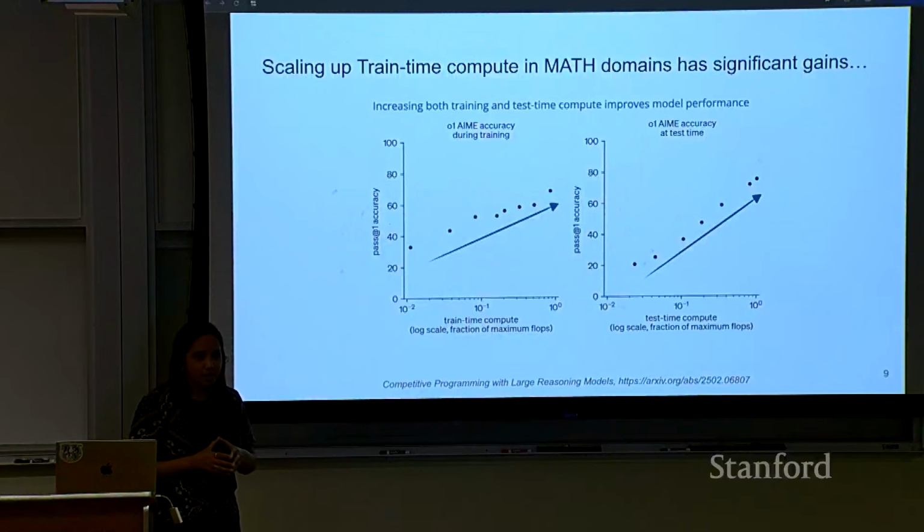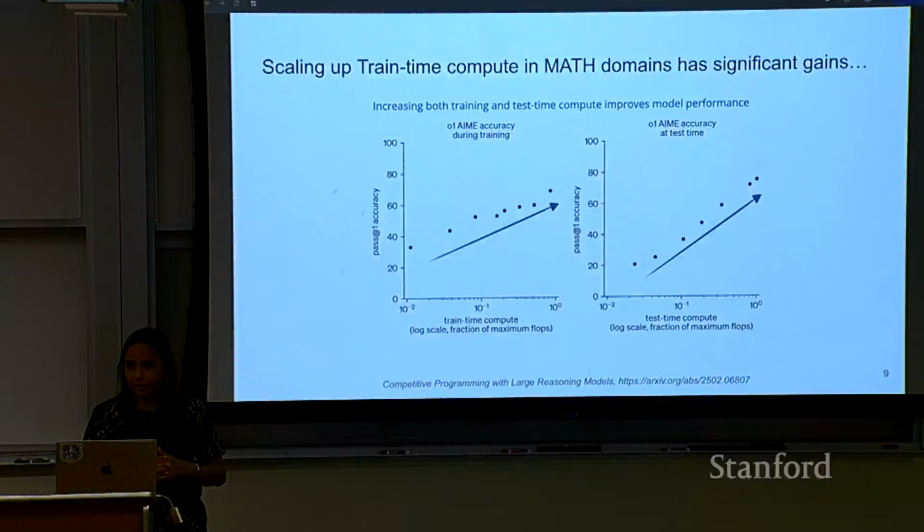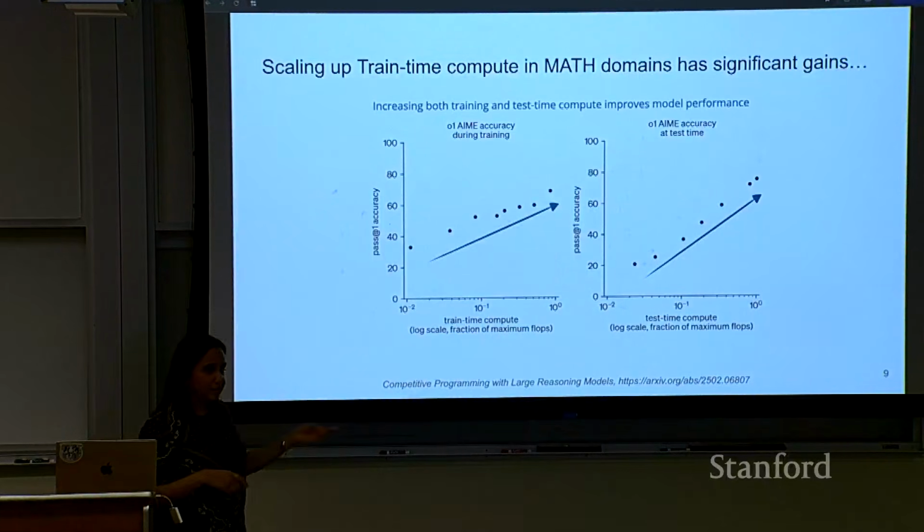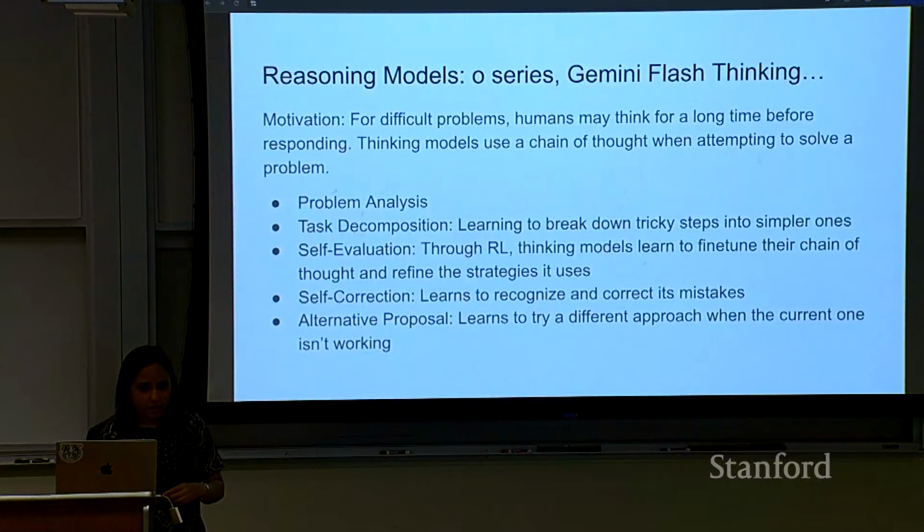Now, why does this work? Math is a domain in which there is verifiability. We had a whole lecture on robust verification. So you have the ability to know which outputs are correct and which ones are not correct. So you have some ability to actually choose the correct outputs that can then feed into train time scaling. So this works better in domains where there is verifiability.